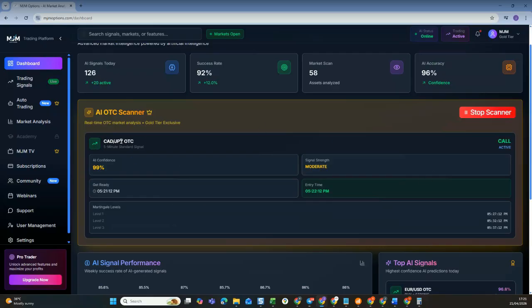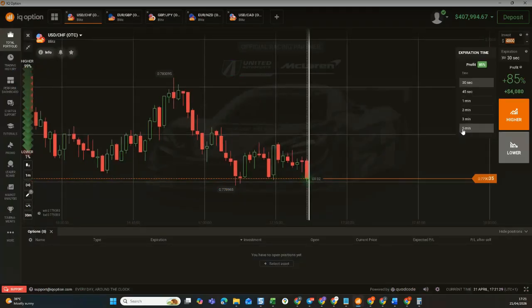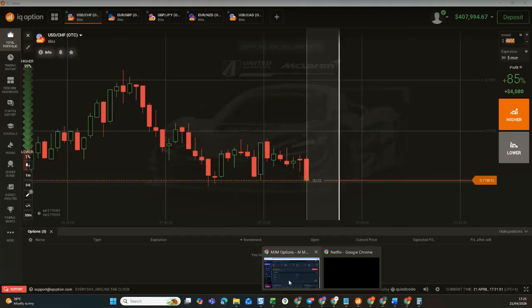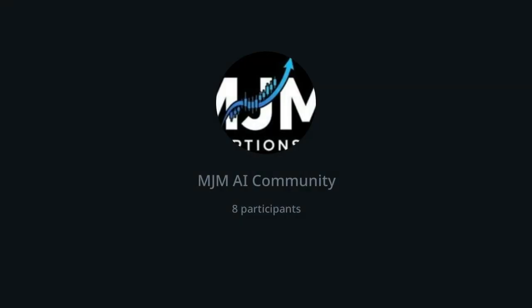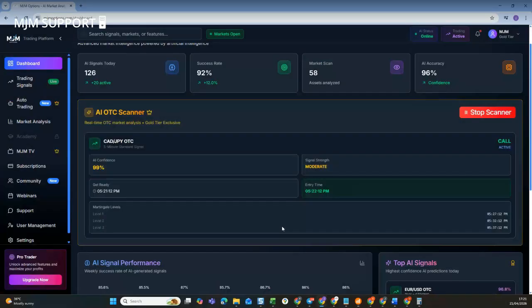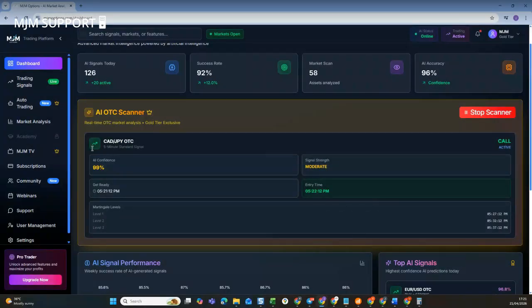You can see this is the pair. This one is called JPY CAD. You can see the 5-minute standard signal. This 5-minute standard signal simply means you're going to be trading for 5 minutes. The next thing you have here is the direction. Direction is on the right hand side. And here you can see the AI confidence.